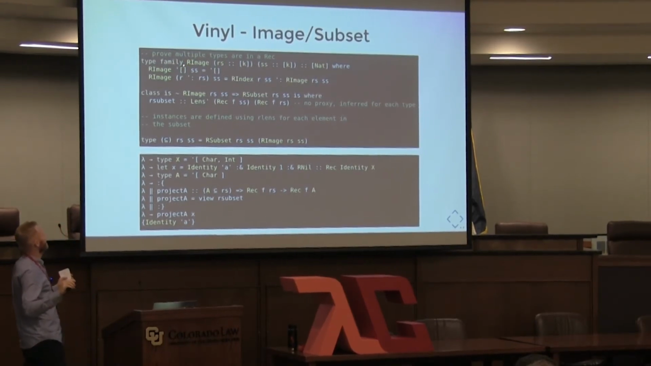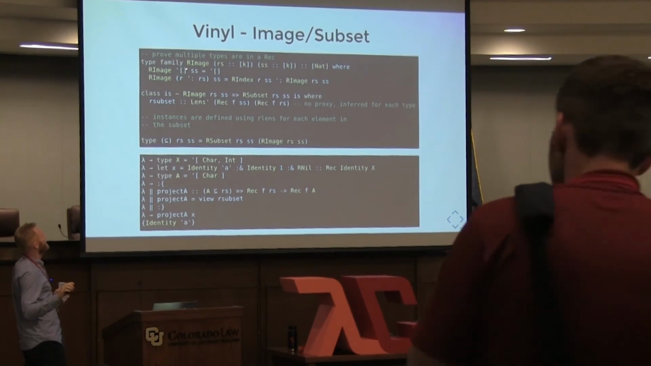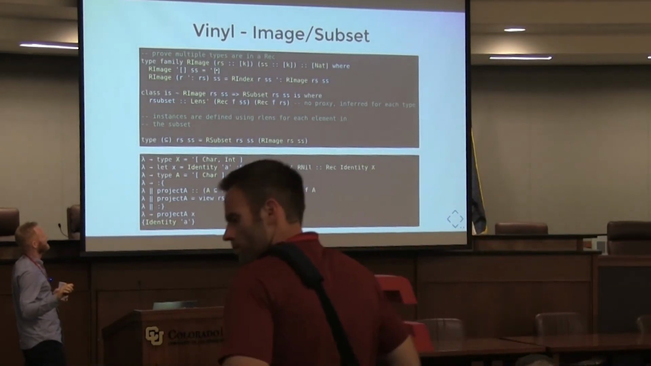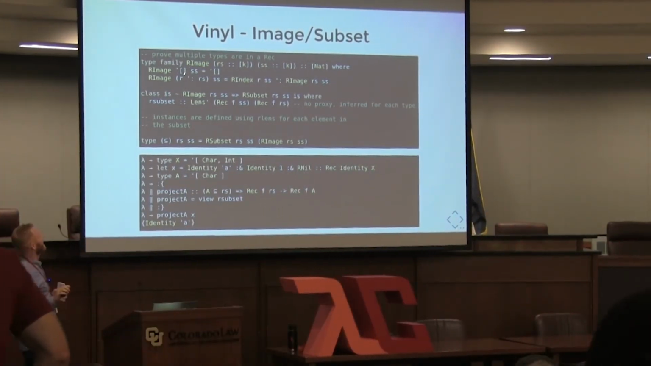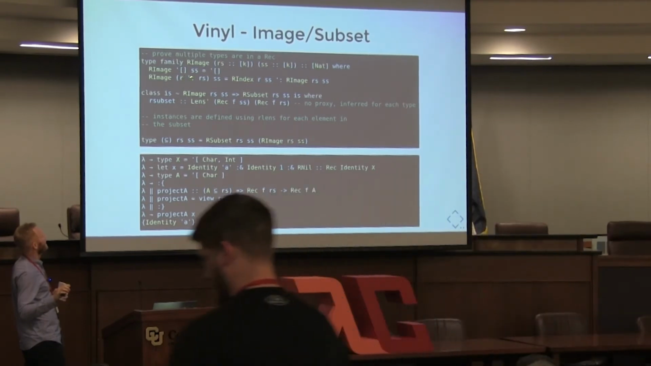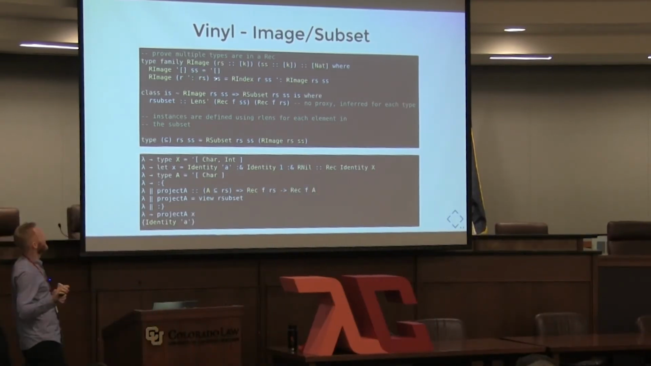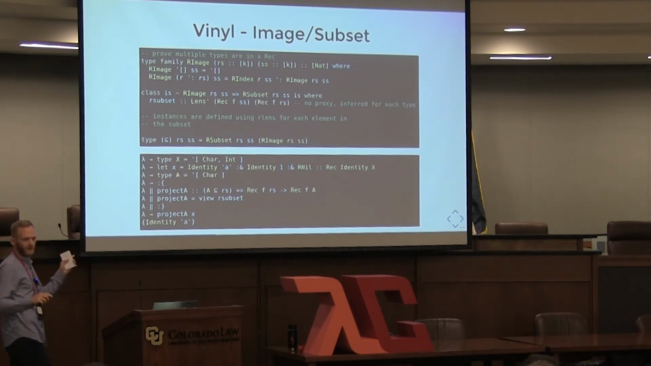So first one, the base case: the empty list onto SS is just going to be the empty list. And the image of R cons onto RS in SS is the index of R in SS, which, as we saw before, is going to be some natural number, prepended onto the image of the rest of RS and SS. So we recurse again through the type family.